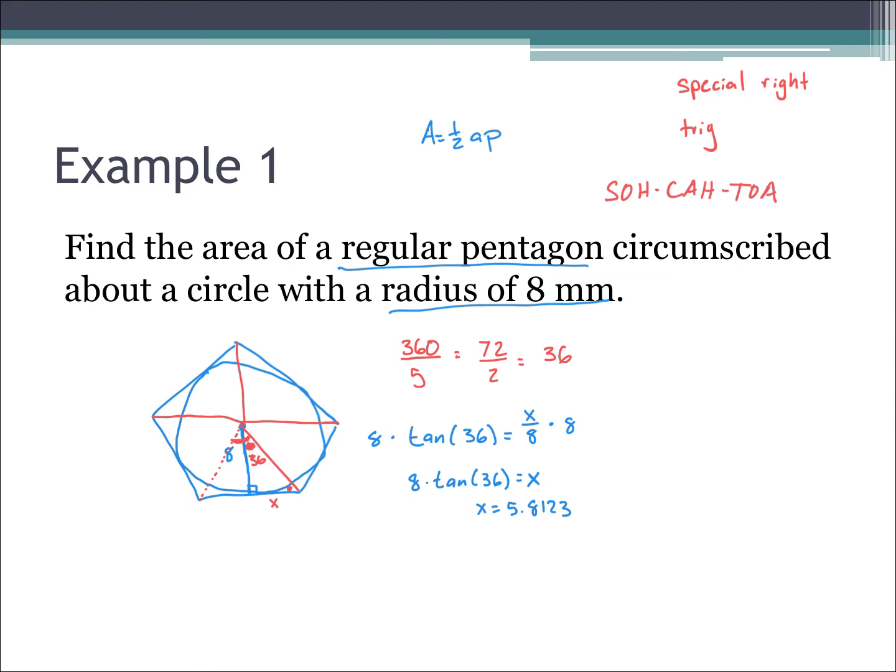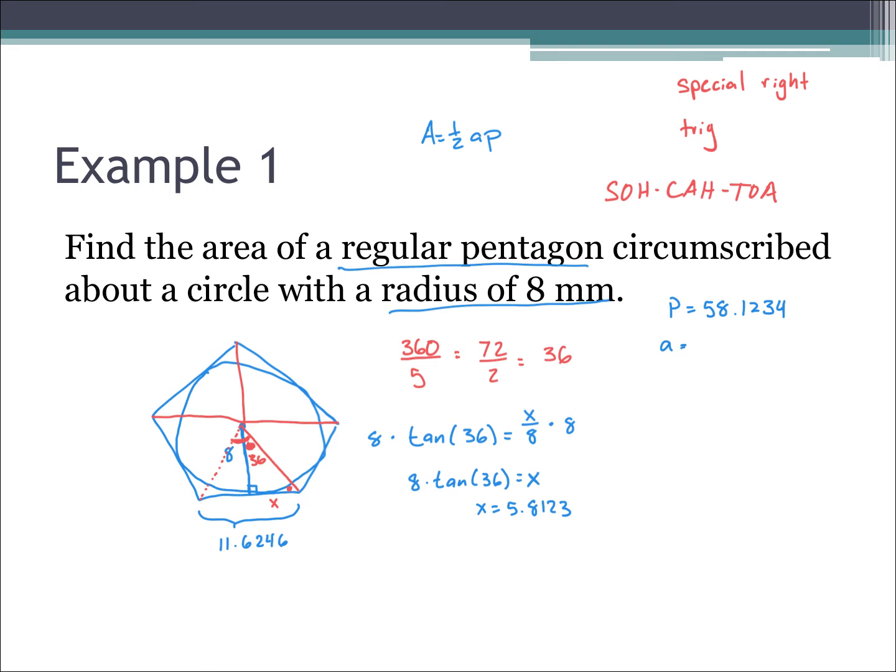Now, I don't actually care about x. What I need is the side length, because that's going to give me the perimeter. So, in order to find the side length, I'm going to multiply this whole thing by 2. So that long number gets multiplied by 2, and therefore the whole side length is 11.6246. Again, 4 decimal places, do not round. Now that I have my side length, I can multiply that by the number of sides and have that my perimeter is equal to 58.1234.